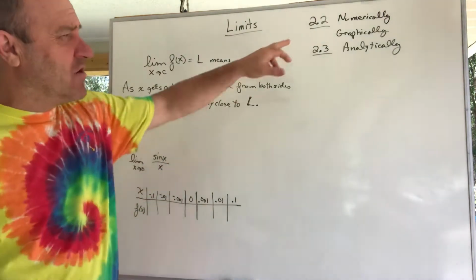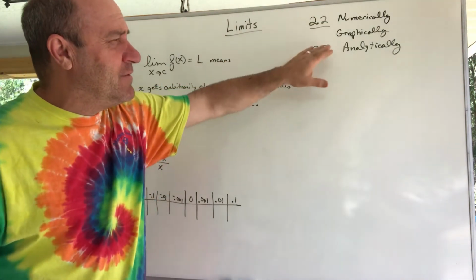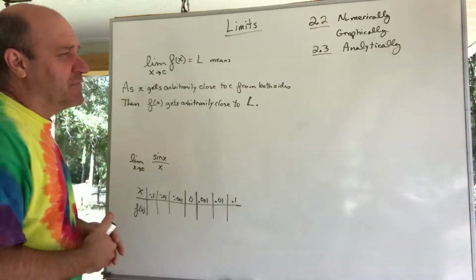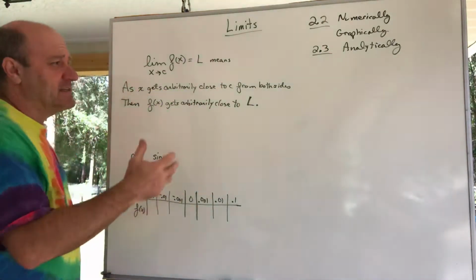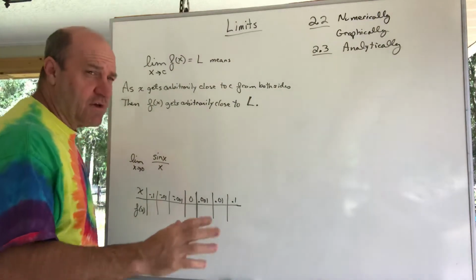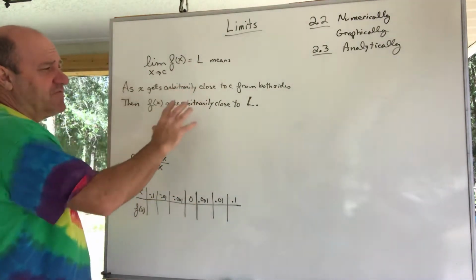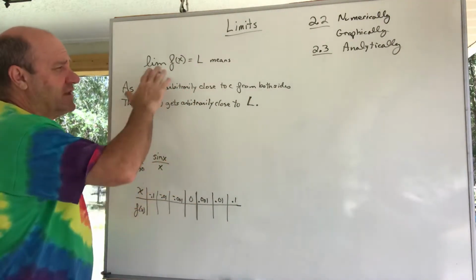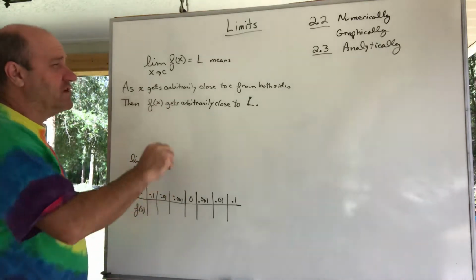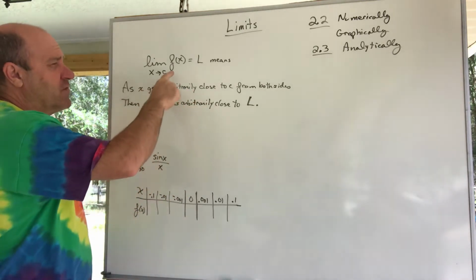So I might talk a little bit about 2.2 and 2.3, just some quick examples. There's a lot to discuss in these ideas, but I like to do these quick videos, so we'll see what happens. Anyway, here's the first definition of a limit. There's another more formal definition, but this is the first definition of what a limit is.